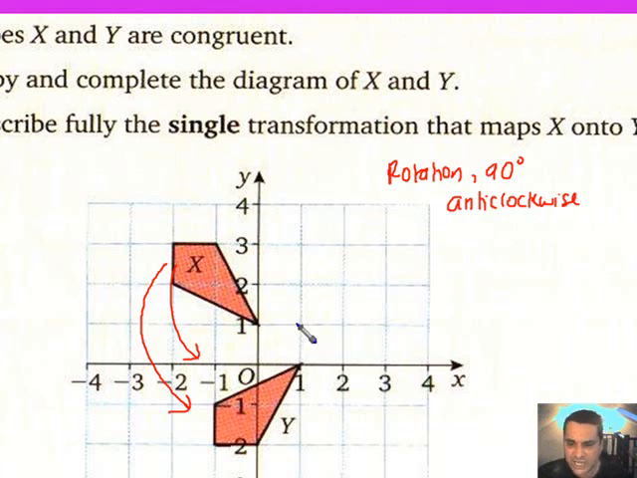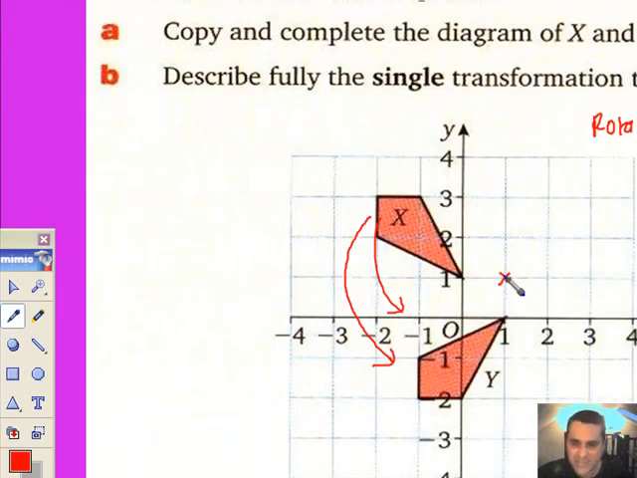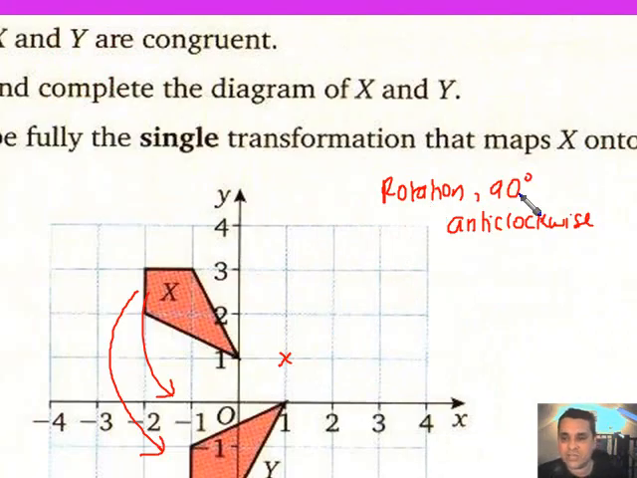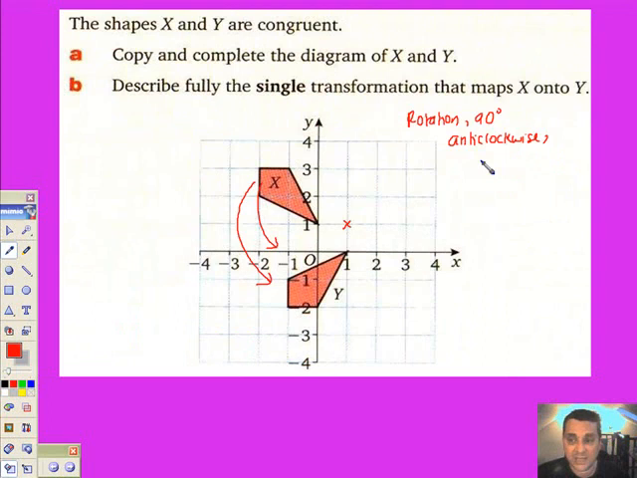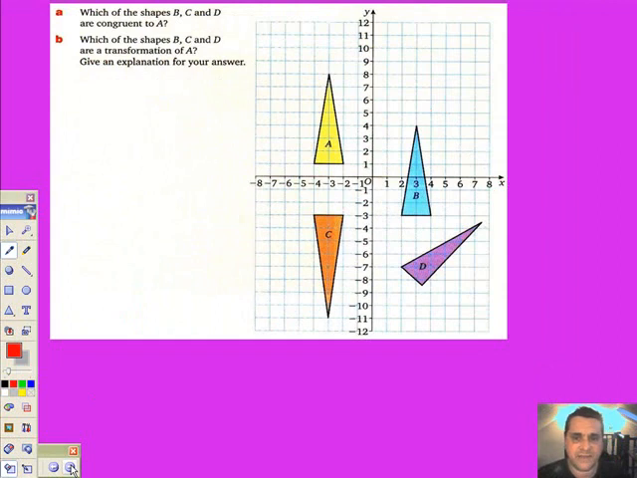Now the center of rotation is 1, 1. Again, get out your tracing paper, put your tracing paper across these entire arrangements here, stab it right there with your pencil, place it gently, and just turn the tracing paper in this direction and watch X map onto Y beautifully. So 3 marks: rotation 90 degrees anti-clockwise, that's 2 marks, about center, and it's 1, 1.